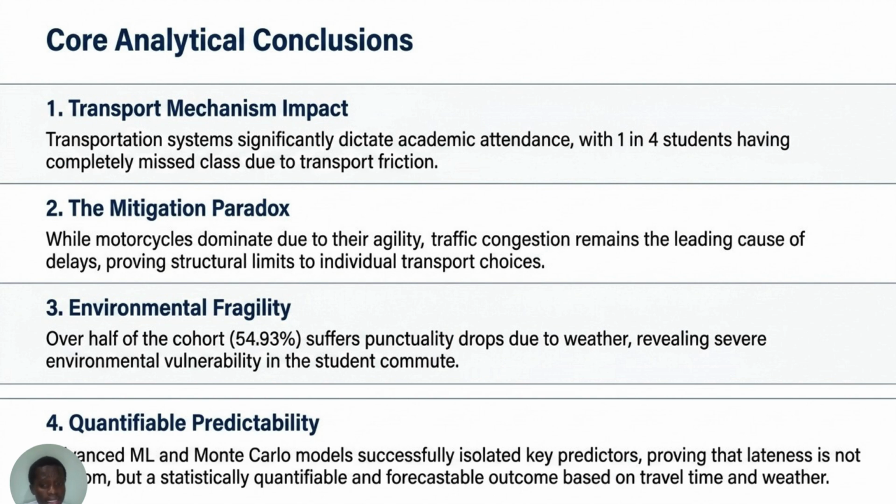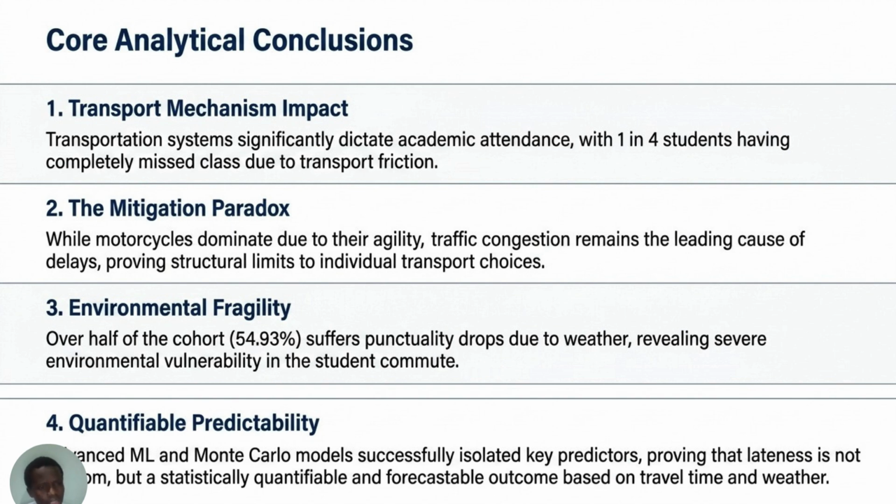The core analysis and the conclusion are four. The first one is the transport mechanism. The second one is the mitigation paradox. The third one is environmental fragility. And the last, not least, is quantifiable predictability. As you can see, the transportation system significantly dictates academic attendance, with one in four students having completely missed class due to transportation friction.